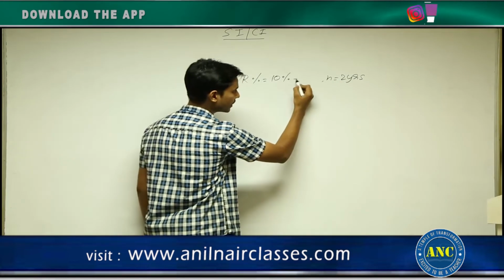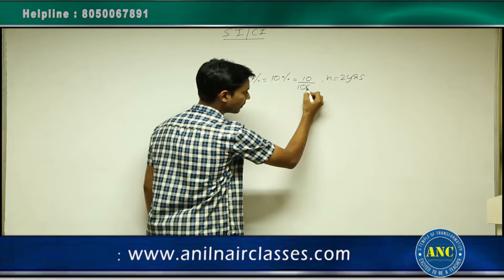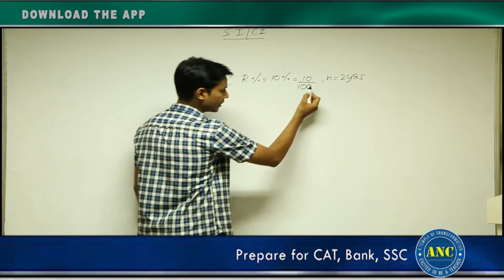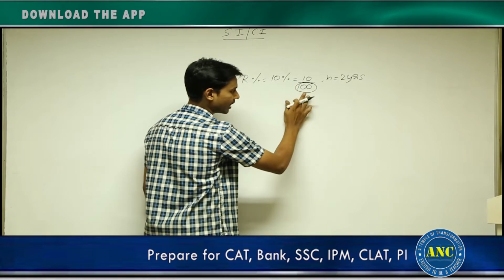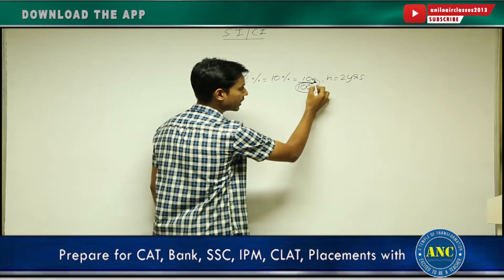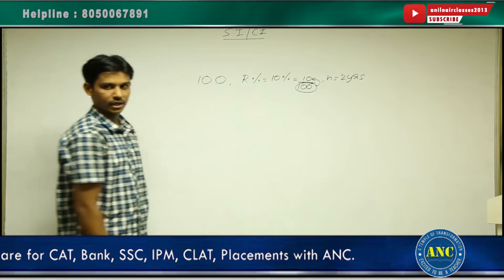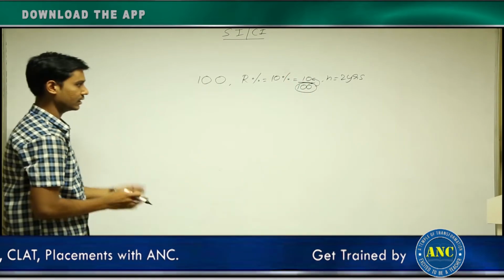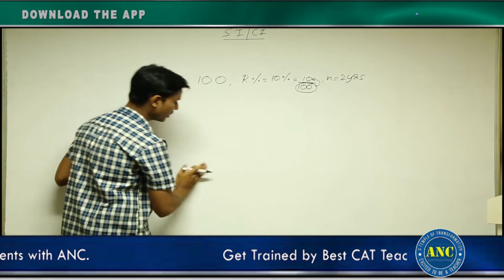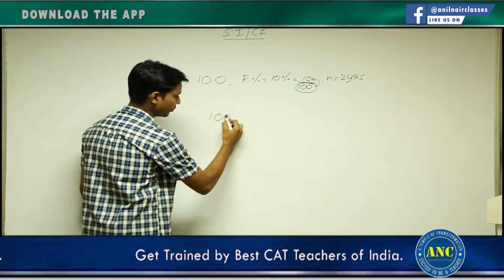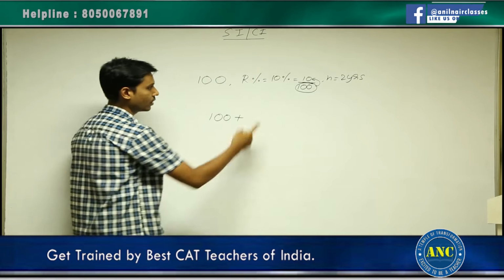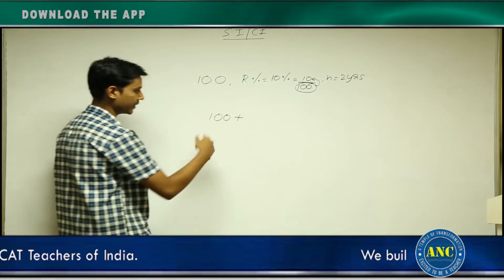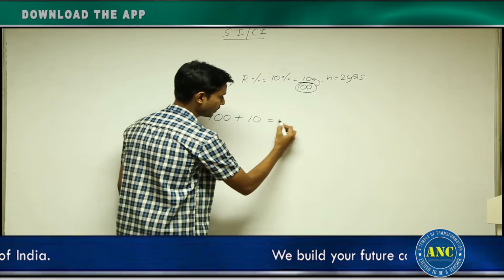What is the meaning of 10%? 10% is nothing but 10 by 100. What is the meaning of 10 by 100? It means if I take 100 rupees from you, I will give you 10 rupees extra every year. Okay? See here. Suppose I took 100 rupees from you. What is 10% of 100? 10 rupees. That means first year I am giving you 10 rupees extra.